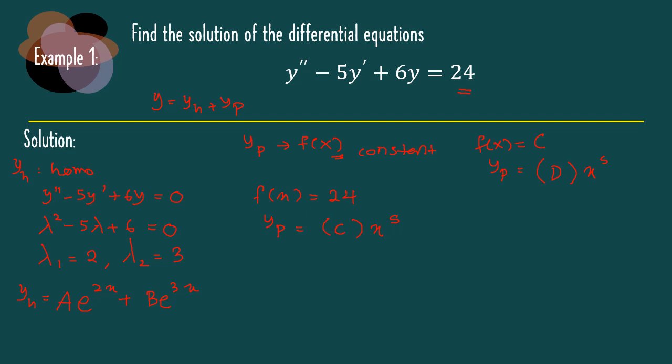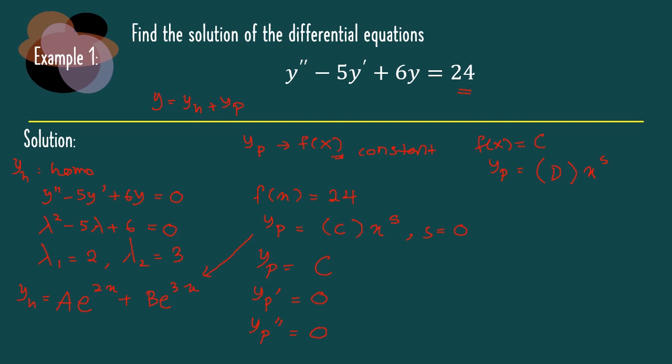How to find the value for s here? Let's compare our YP with our YH. Since for c we don't have any same element with YH, s is equal to 0. So we have YP equal to c only. Now we can differentiate our YP twice. Differentiating the first time, we will have 0. Differentiating the second time, we will have 0 also.